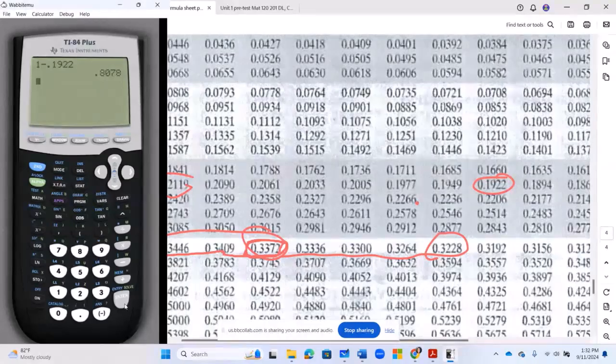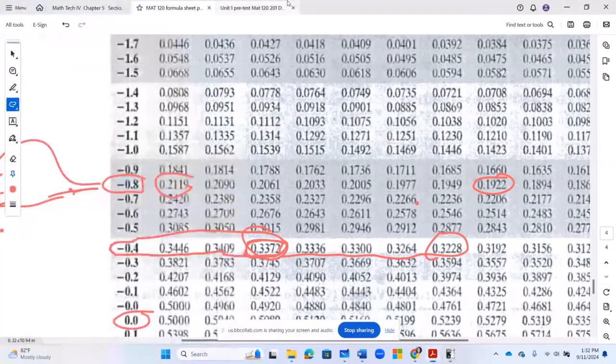All right, so you don't have to do Z chart on the test.